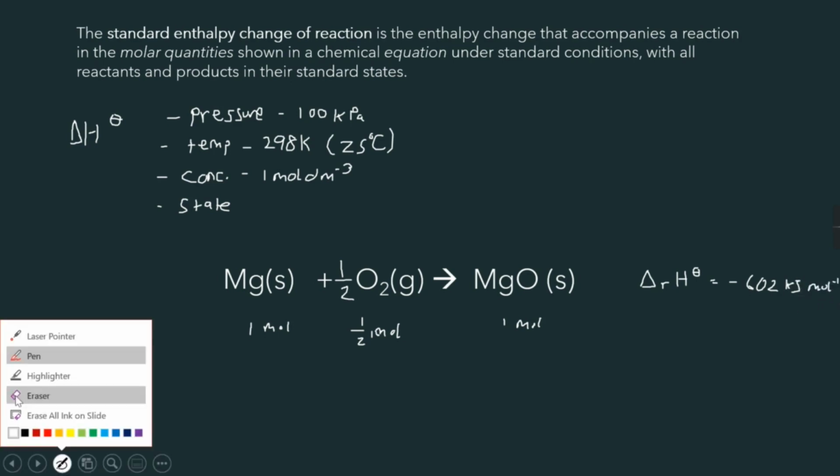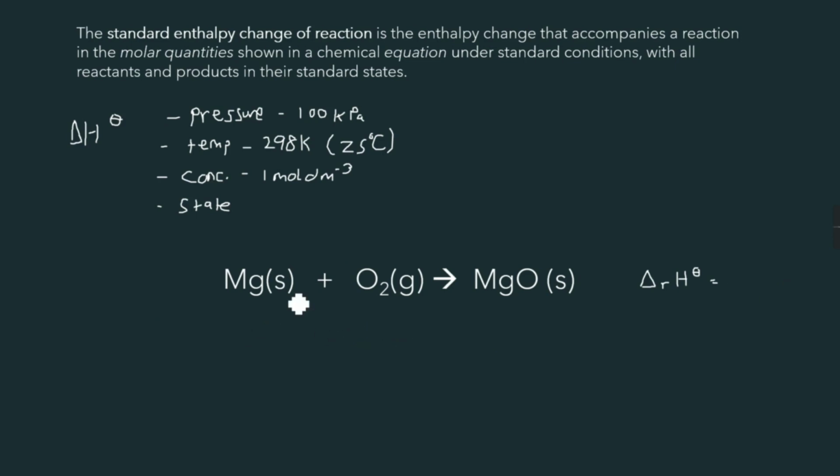But let's suppose, I'm just going to rub this out, let's suppose we balanced it a bit differently. Instead of using fractions, let's say that if there's 2 oxygens on the left, we'll say 2 oxygens on the right, and just put a 2 in front of the magnesium as well. Well, now we've got 2 moles of magnesium, 1 mole of oxygen, and 2 moles of magnesium oxide.